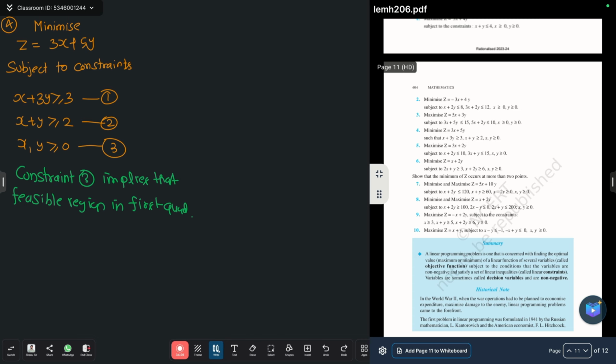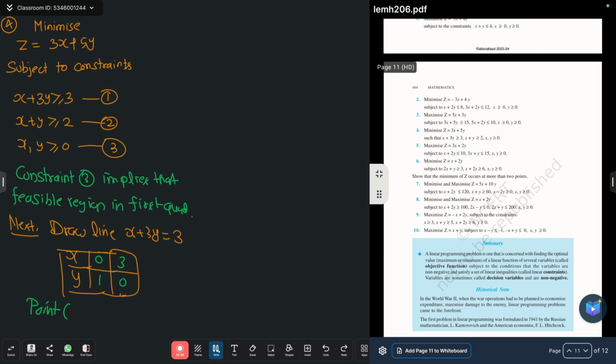Next, draw the line x plus 3y equals 3. If x is 0, y is 1; if y is 0, x is 3. So from here two points: point A (0, 1) and point B (3, 0).